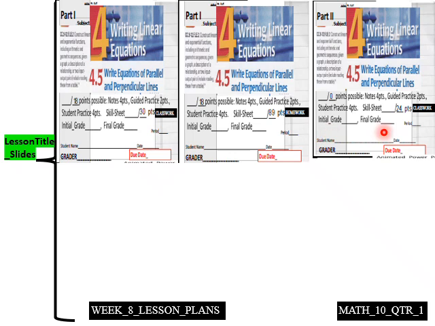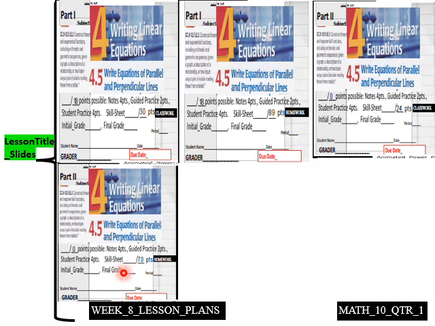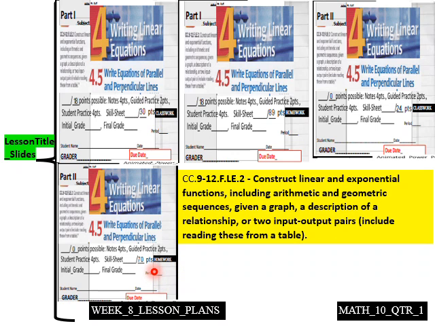And then we go 4.5 Part 2 classwork, 24 points, for 4.5 Part 2, write equations of parallel and perpendicular lines. And then we have our homework Part 2, which is 70 points of homework. Here's your standard here for the 4.5 stuff. Construct linear and exponential functions, including arithmetic and geometric sequences, given a graph, a description of the relationship or two input-output pairs, including reading these from a table.